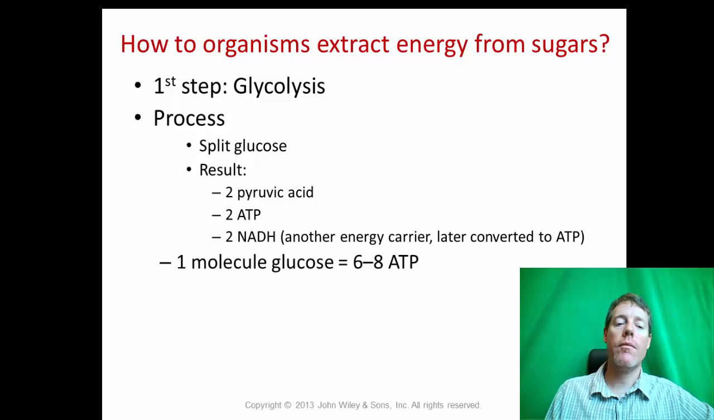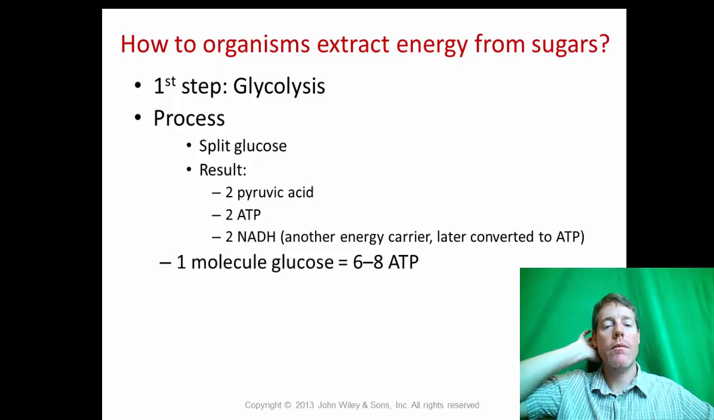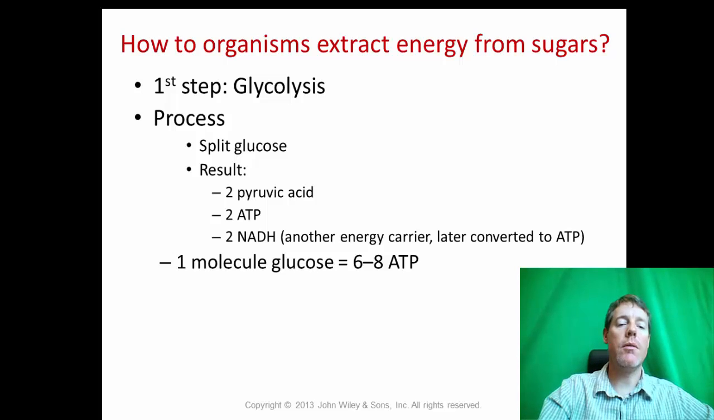We're not done with that yet, but we do get two ATPs at this point and two NADHs, which we can use. So one molecule of glucose makes 6 to 8 ATP from glycolysis. This is because we get 2 ATP here plus 2 NADH that can be used to make ATP.